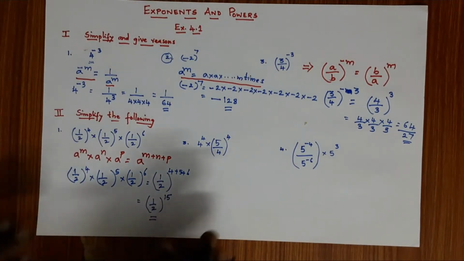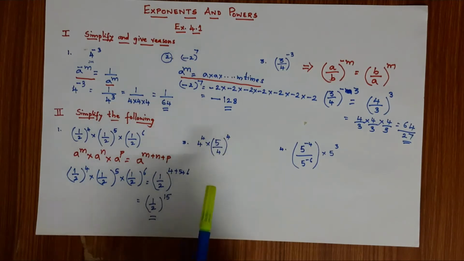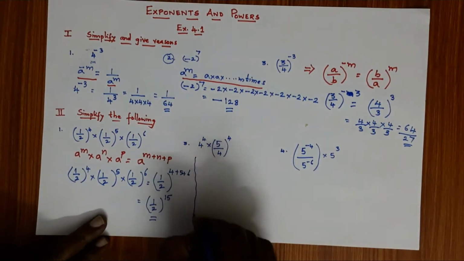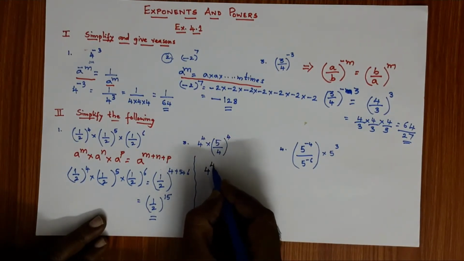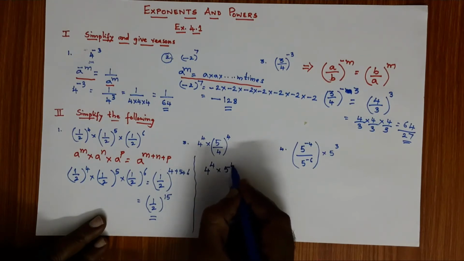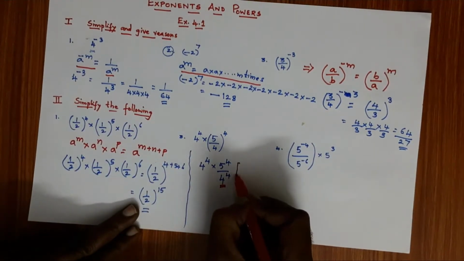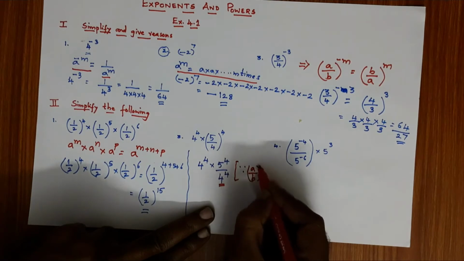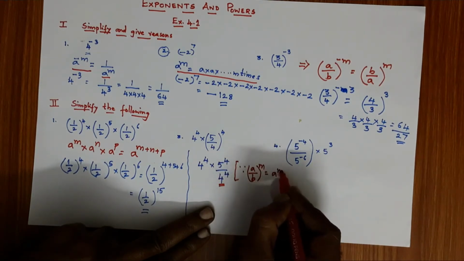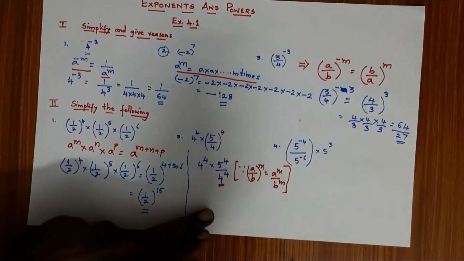Now what is the third problem? See here, 4 to the power of 4 into (5/4) to the power of 4. Let us separate the power for the numerator and the denominator: 4 to the power of 4 into 5 to the power of 4 by 4 to the power of 4. This same one we have learnt in the laws of exponents: (a/b) to the power of m can be written as a to the power of m by b to the power of m. By using this law of exponents, we are writing this problem.